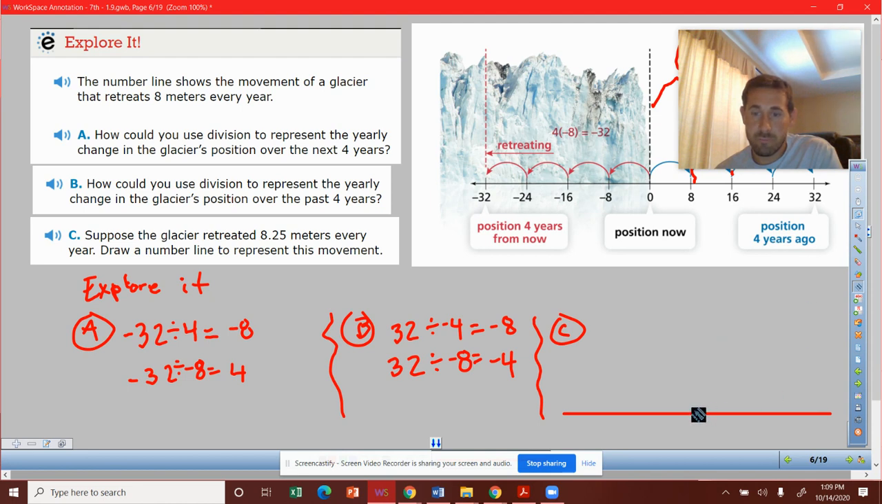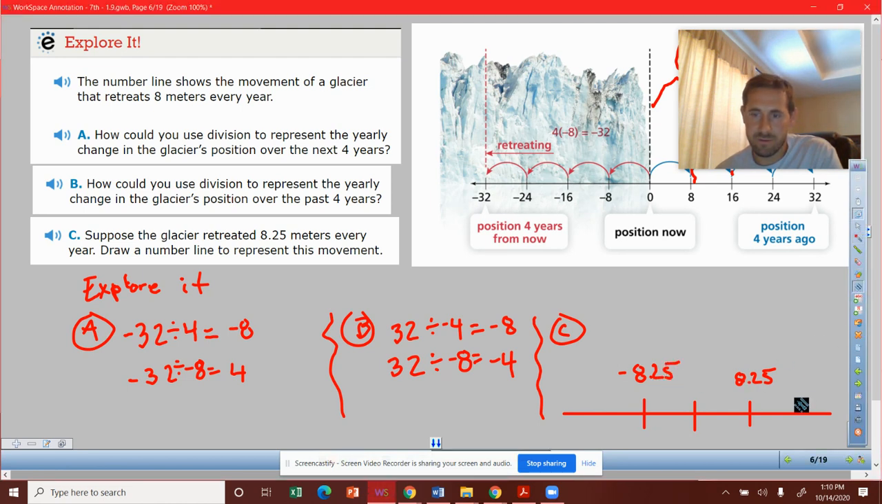I'm going to put 0 somewhere. And you get to set your own intervals. You know what's happening. It's retreating 8.25 every year. So would I set an interval of 10, of 4, of 5? No, create your own interval. And my advice, just make it simple and say this is 8.25. And this is -8.25.